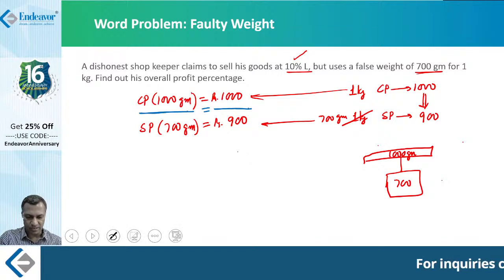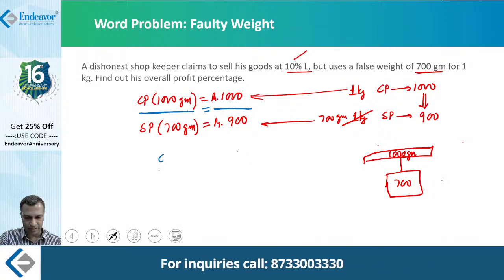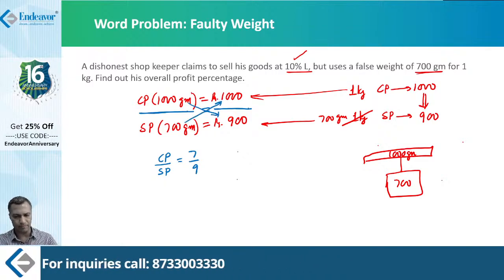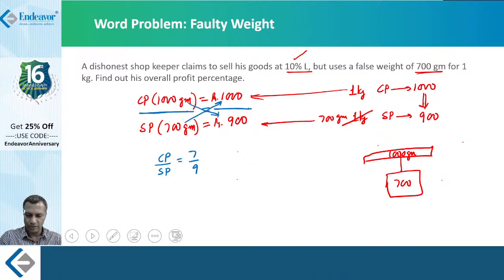Therefore, simplify this. After simplifying, you realize that cost price divided by selling price is nothing but 7 divided by 9. What did I do? I transferred all the numbers to one side and simplified them. It simply becomes 7 by 9. So therefore, what you are trying to say is cost price to selling price.